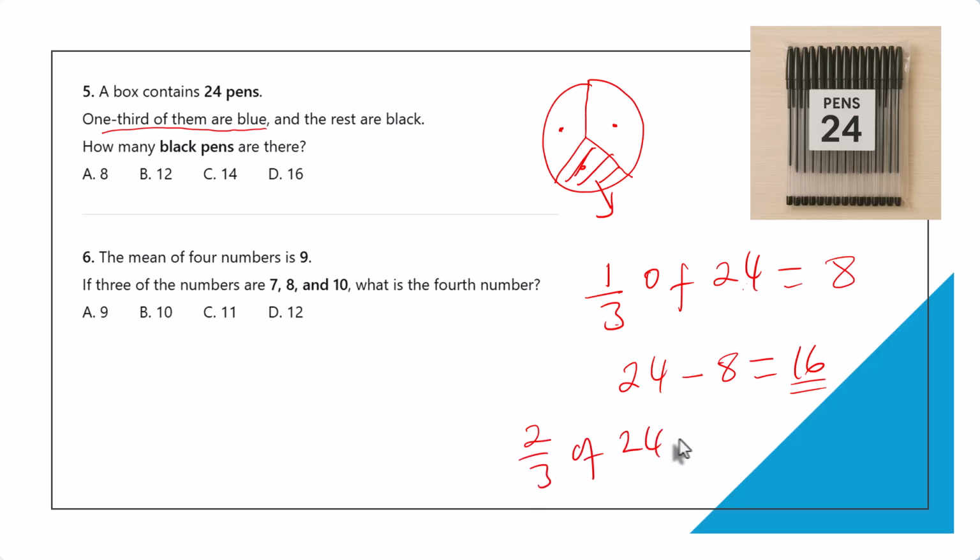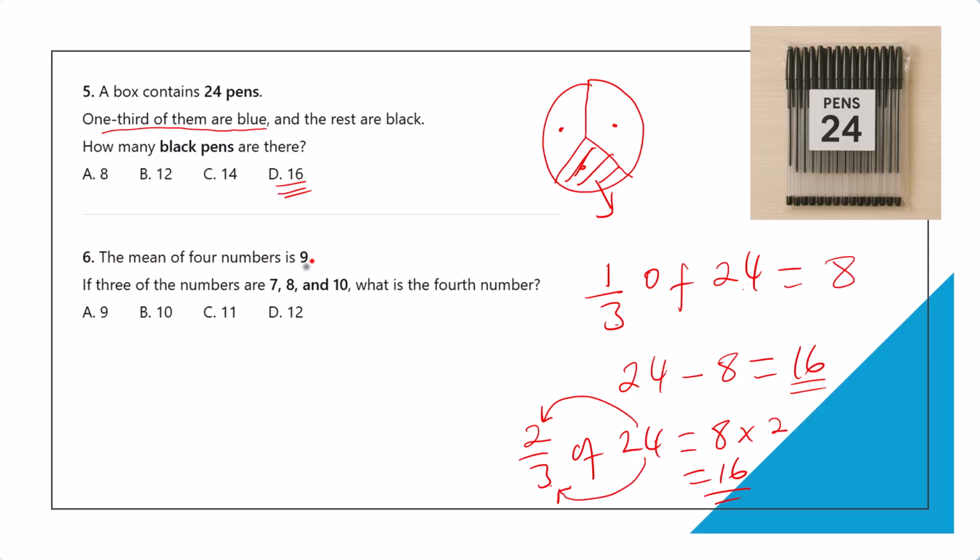And the way you do this, you divide by the bottom number, then you times by the top number. So 24 divided by 3 is 8. And when you do 8 times by 2, this is going to give you 16. And that's it. This is the answer here. There's nothing else. Done. Now we're going to do question 6.